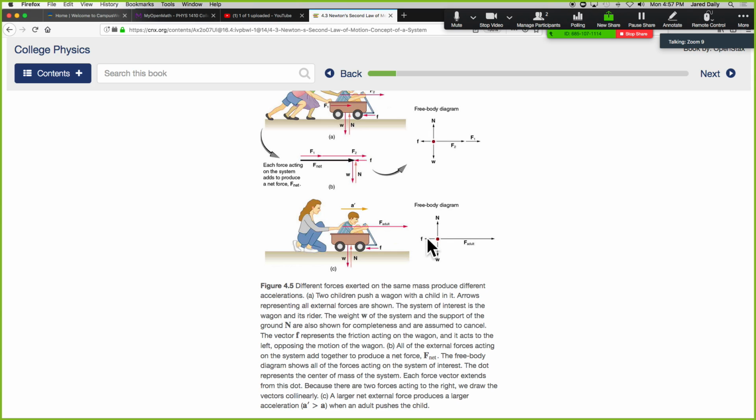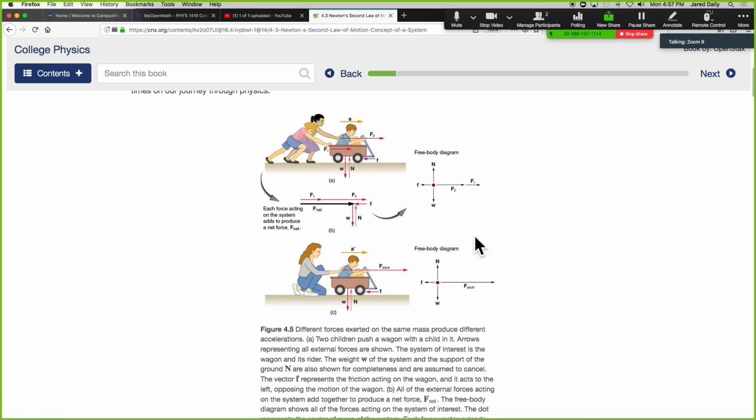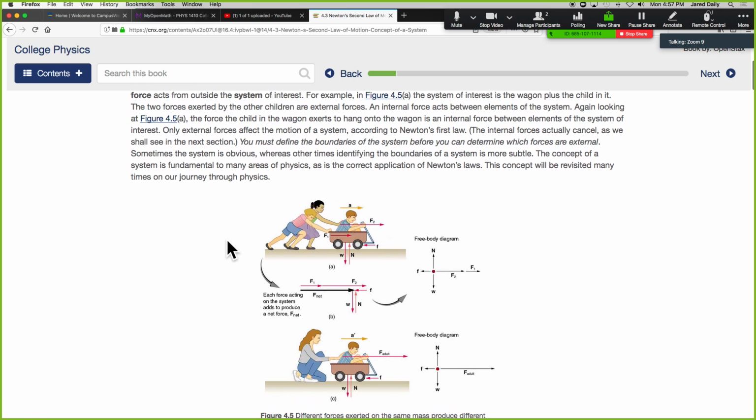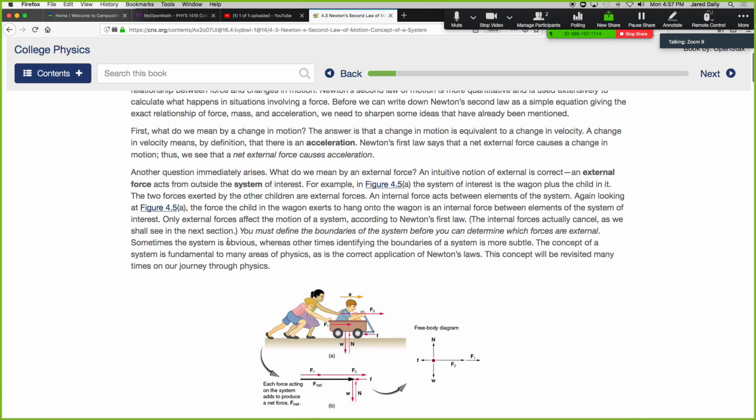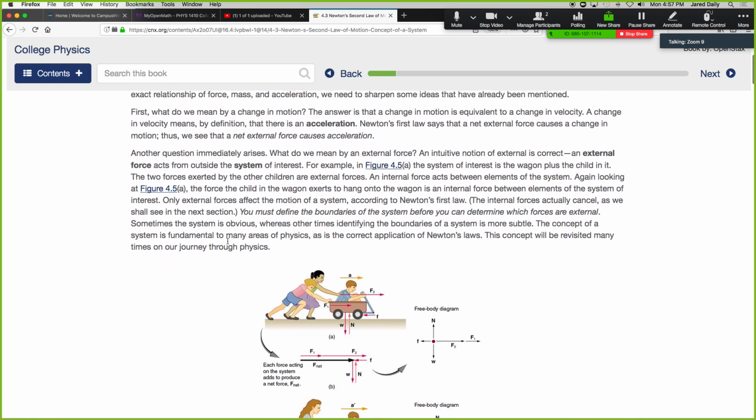And what system you use depends on what you're trying to solve for. You want the thing that you're trying to solve for to be in your system somewhere, or to be acting on your system, one or the other. And it's not as convoluted as it sounds. It'll be pretty obvious what the systems are. But it's important to understand it so that you know what forces are external and what forces are internal.